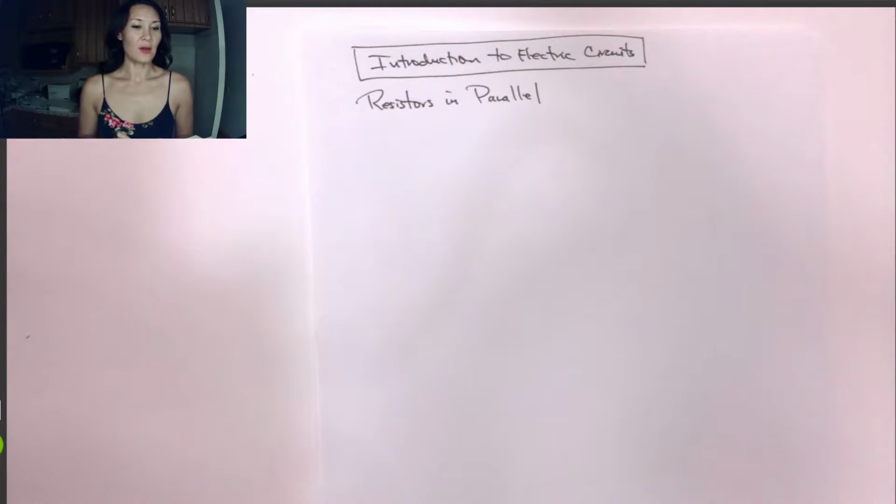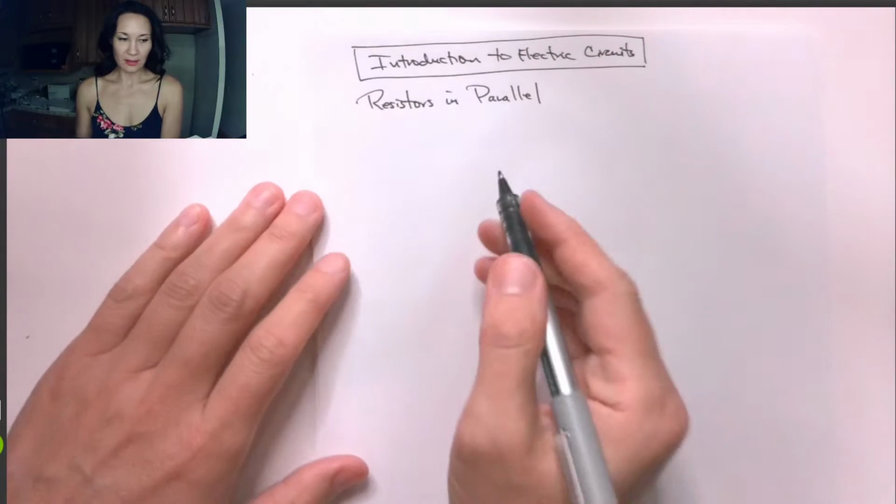We've seen how to find equivalent resistance for resistors in series. That's easy. We just take the sum of all the resistors and that gives us our equivalent. So now let's see how resistors in parallel combine.